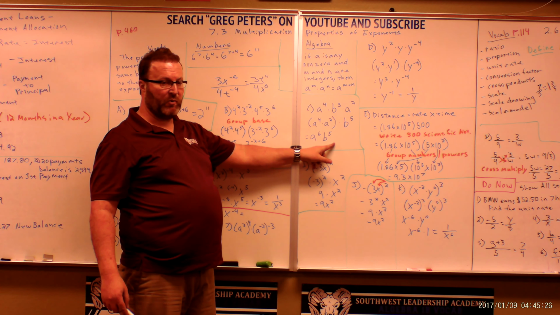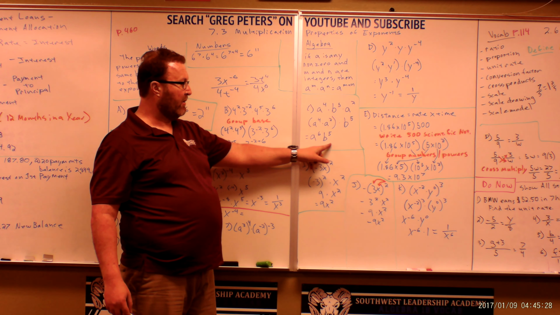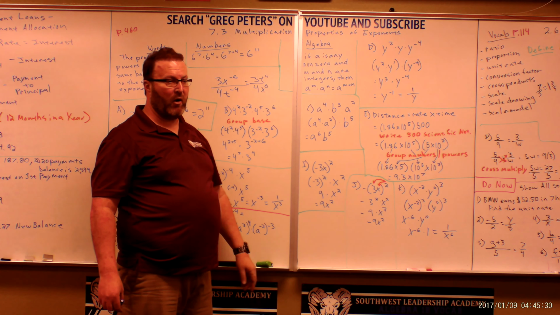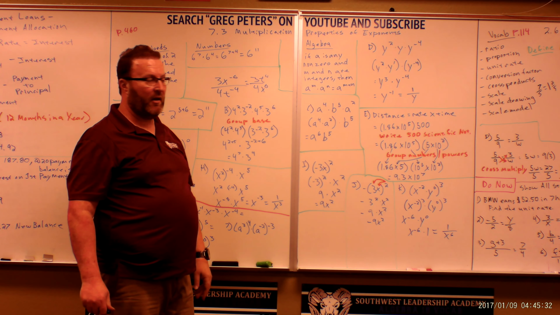Now, notice there's no dot between these. Why is that the case? A variable next to a variable is what type of math? Multiplication. Okay, good. Any questions on C? Let me see them. Okay, good.